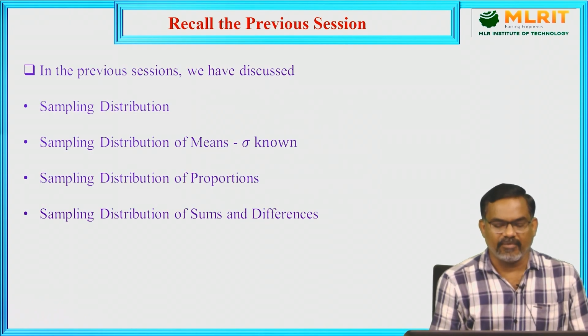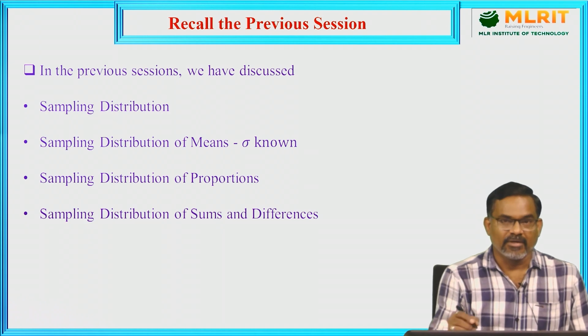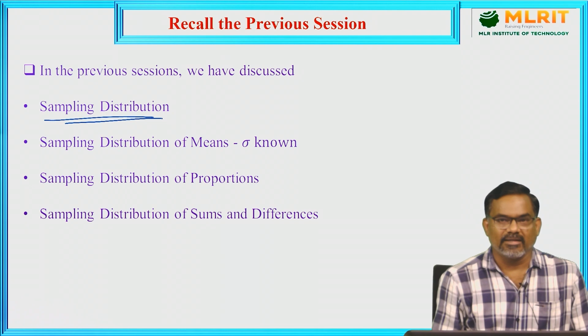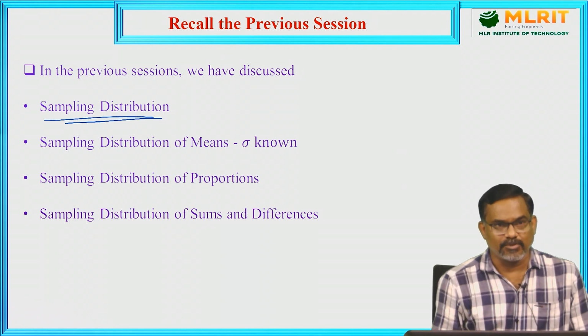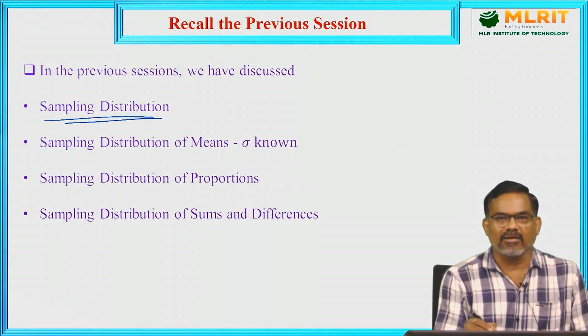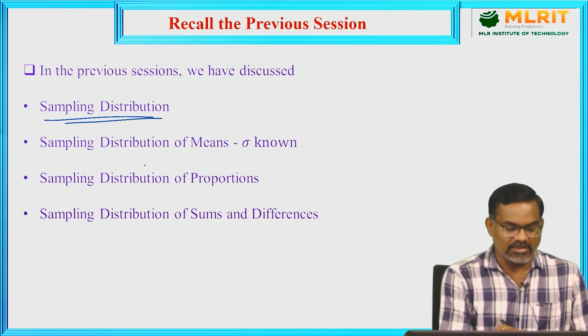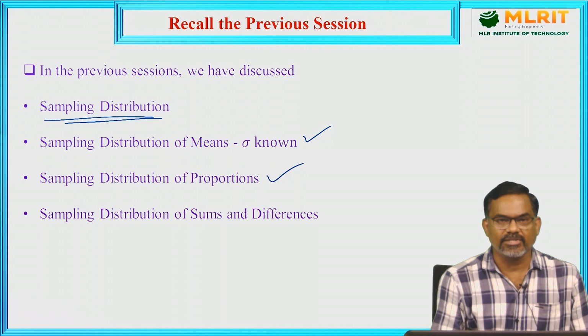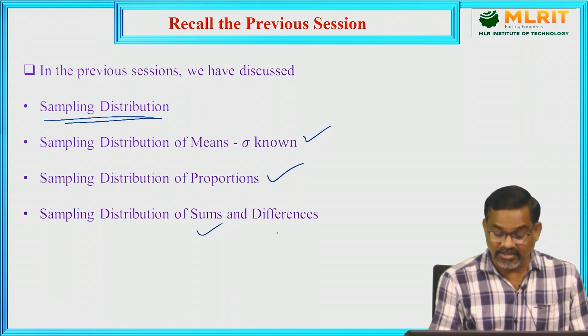Let us recall the previous session. In the last session, I introduced the sampling distribution and discussed different types of sampling distribution, such as sampling distribution of means with sigma known, sampling distribution of proportions, sampling distribution of sums and differences.